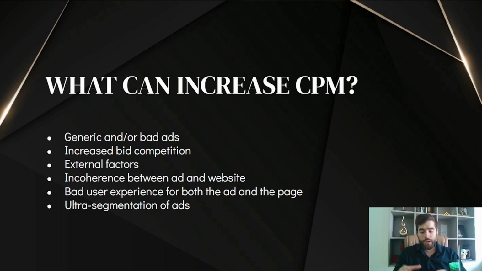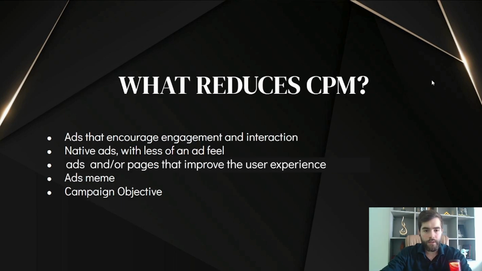Because if you're using auto segmentation, you're not reaching a lot of people. You are going to focus on a small group, and you're going to pay even more to get the attention of that group. So be smart about it. And what can you do to reduce the CPM?